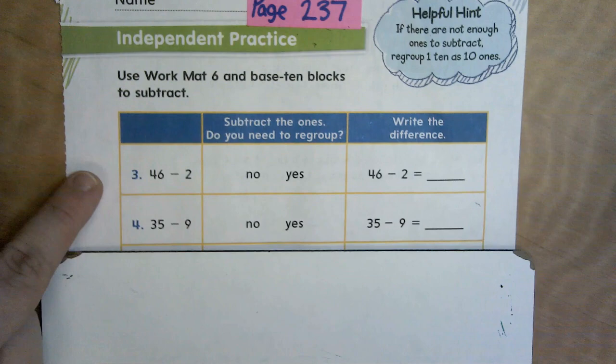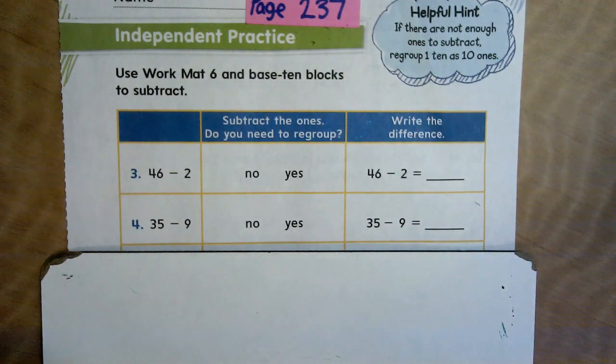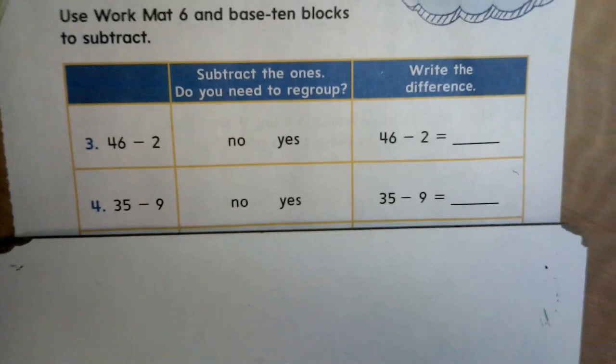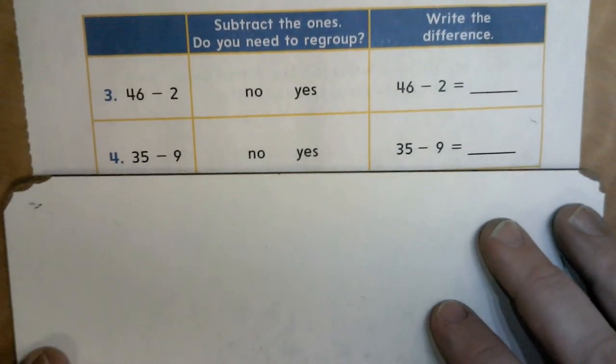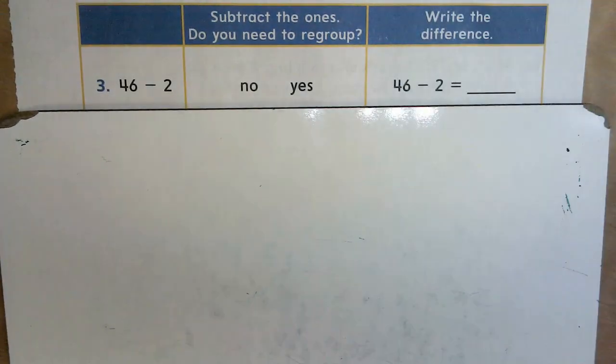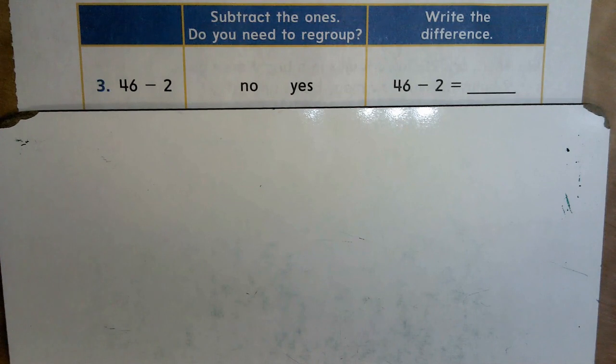All right, I hope you paused to do number 3 and 4. If not, pause your video right now because we're going to go over these problems together, number 3 and number 4. All right, I'm going to start off with number 3. Number 3 says I have 46 minus 2.